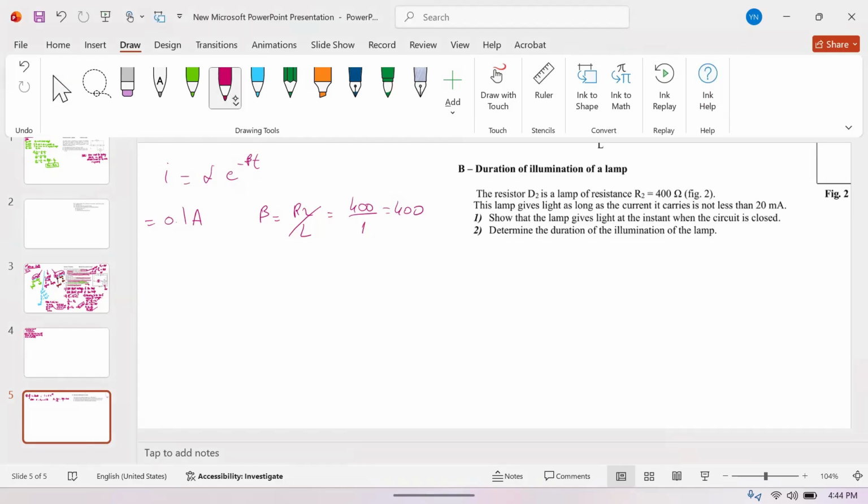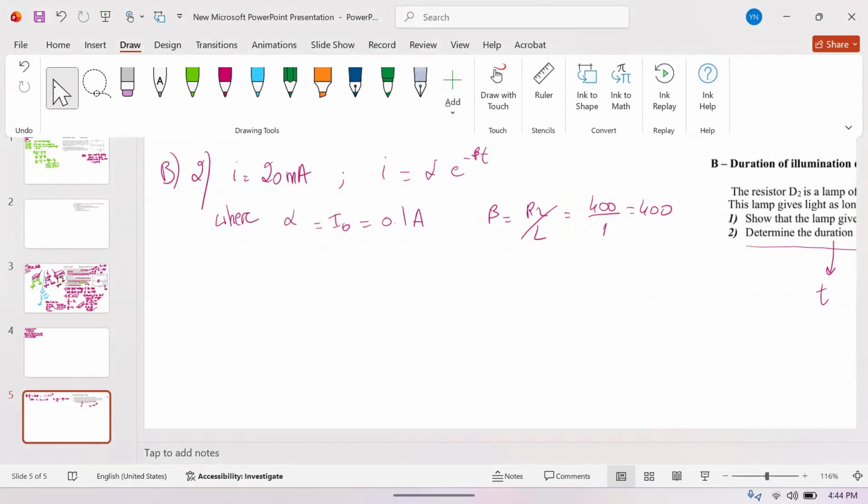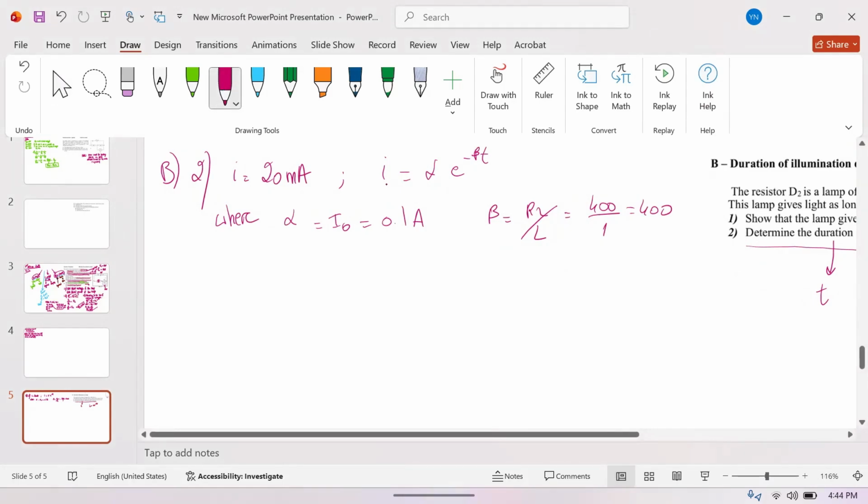Okay, so now for the last part, determine the duration of the illumination of the lamp. We have to find the duration. That means we have to find the time. And the only expression that we have in this exercise that has the time is the solution of I2, alpha e to the minus beta t, and I already wrote that here. We already know alpha, it's 0.1, and we already know beta, it's already calculated before. Okay, my only problem is with I2. What can I replace I2 with?